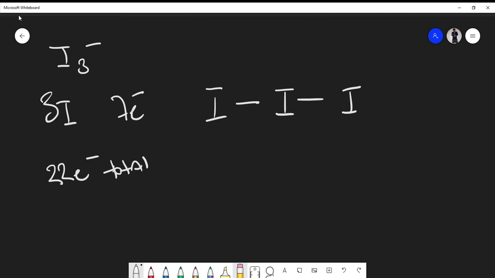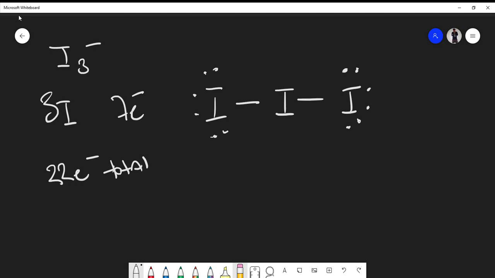So let's form our octet for our outer iodine atoms. In this case, we have 2, 4, 6, 8, so this iodine atom is satisfied, and we have 2, 4, 6, 8, so this iodine atom is satisfied. So how many electrons have we placed thus far? Well, this is 2, 4, 6, 8, 10, 12, 14, 16. So we've placed 16 out of the 22 electrons that we need to place.